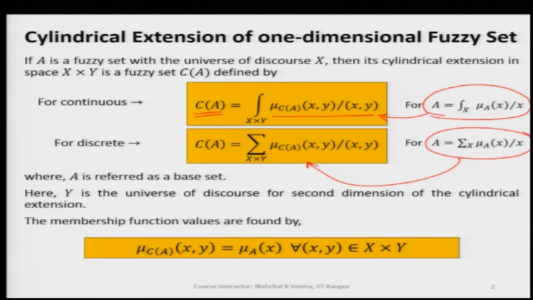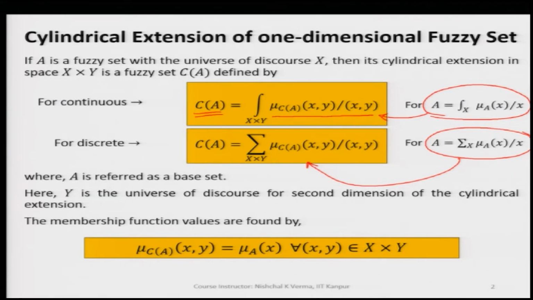If we look at the fuzzy set A that we have taken, it has only one generic variable in both the cases, discrete or continuous. But when we take the cylindrical extension, we have added one more generic variable, that is y. It is needless to say that initially A had the universe of discourse capital X, but after the cylindrical extension the universe of discourse becomes X cross Y.